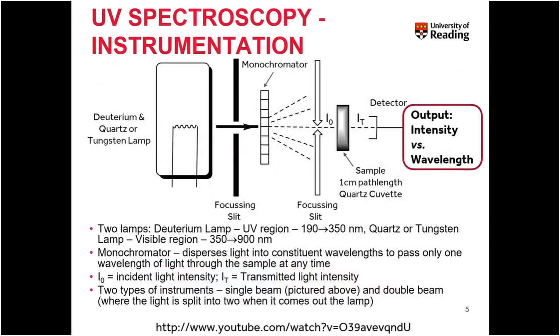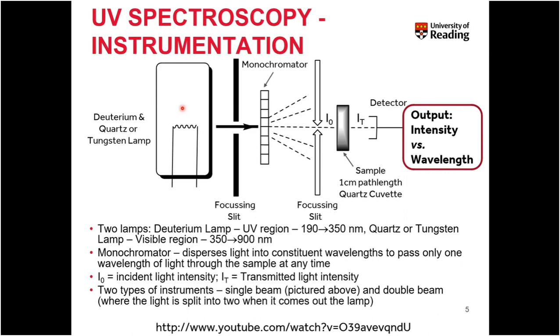A UV visible spectrophotometer is actually a pretty basic piece of equipment, and it has quite a simple layout. Now, it starts off with a lamp, which you can see here. Now, this lamp can either produce visible light or UV light. And if it's producing UV light, then we have what's called a deuterium lamp, but visible light is given by a tungsten lamp, very similar to the lamp that you would find in a car headlight.